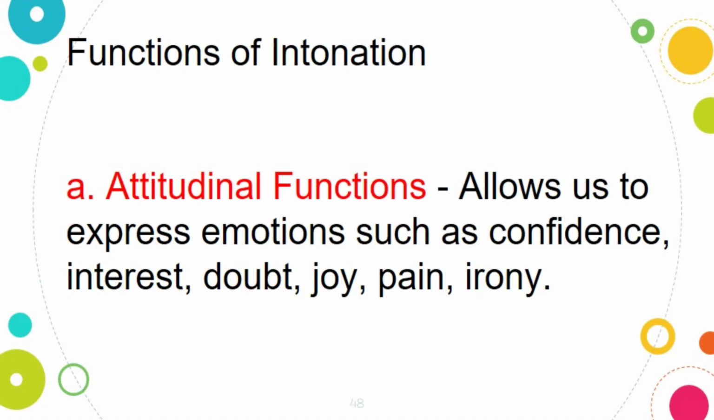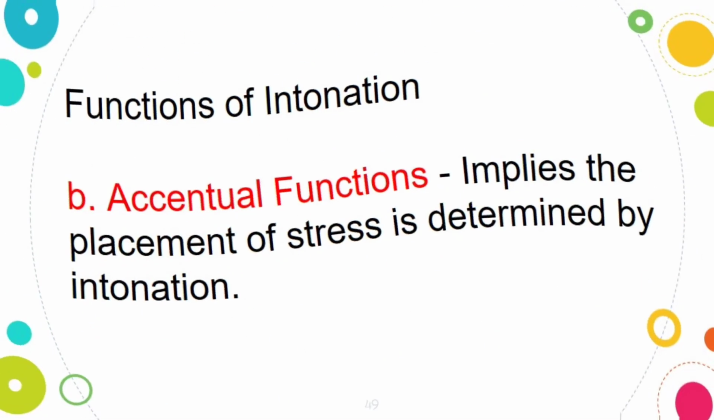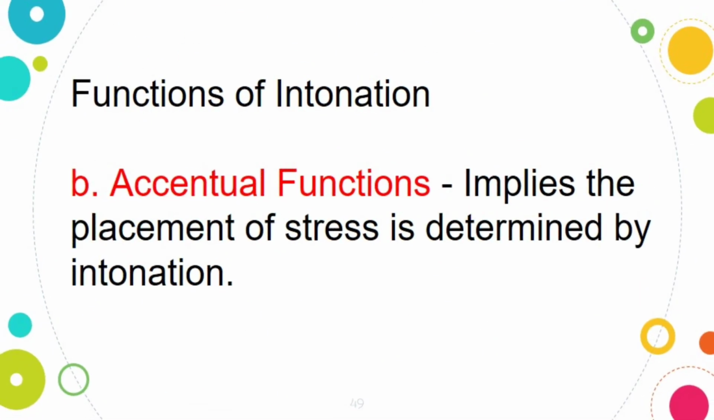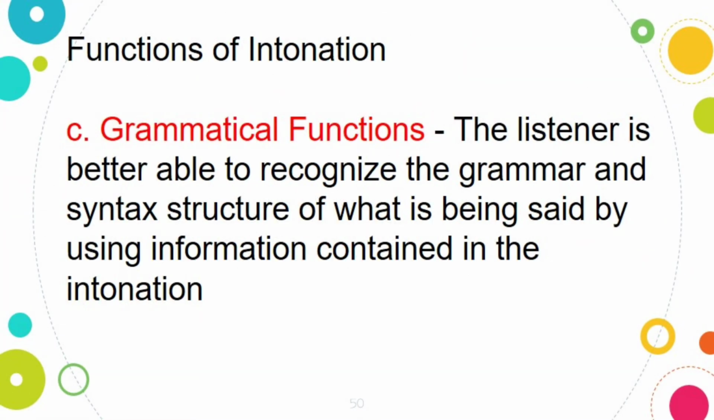What are the functions of intonation? We have attitudinal functions, which allow us to express emotions such as confidence, interest, doubt, joy, pain, irony. Accentual functions, which implies that the placement of stress is determined by intonation. Grammatical functions, wherein the listener is better able to recognize the grammar and syntax structure of what is being said by using information contained in the intonation, such as the placement of boundaries between phrases, clauses, and sentences, and the difference between questions and statements.